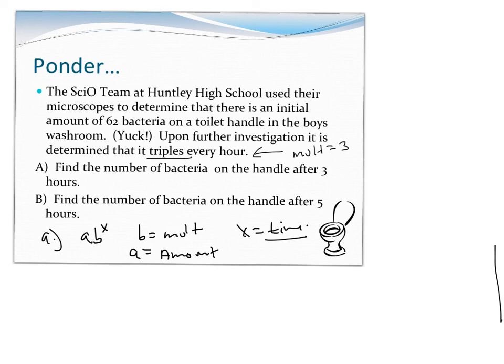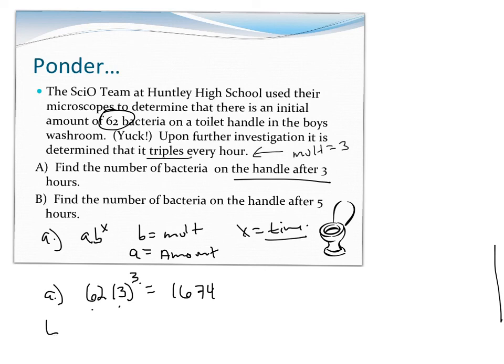So A, find the number of bacteria on the handle after 3 hours. Well, we know we start with 62. So I'm going to take 62 times our multiplier, triples. I'm going to do this after 3 hours. Okay? So 3 hours, triples, starting with 62. This is going to tell me approximately how much bacteria after a 3-hour period. So this is part A.